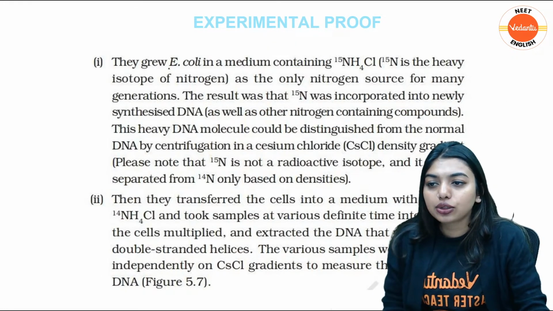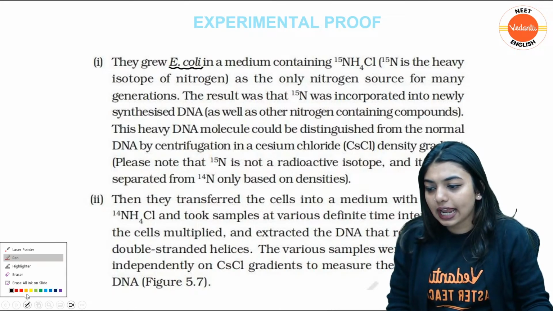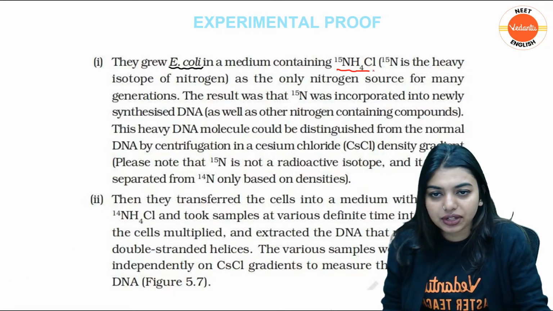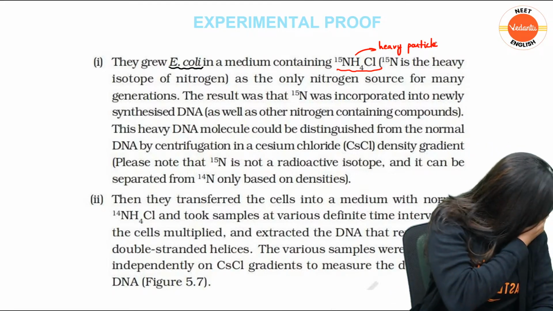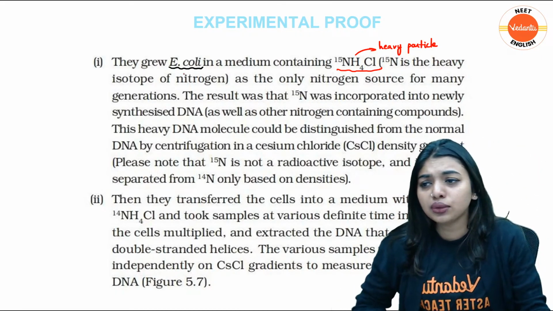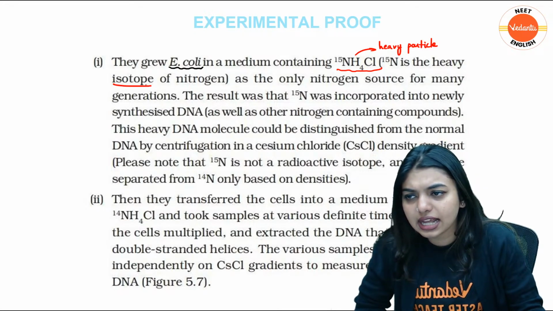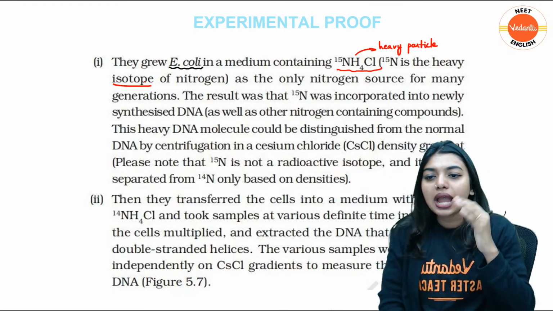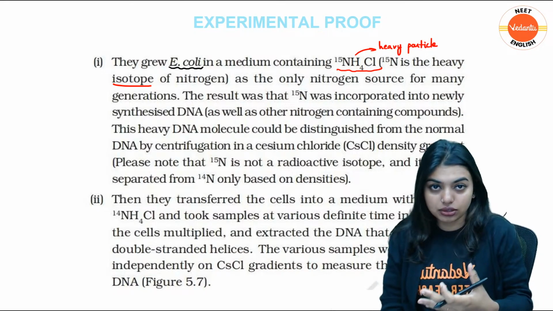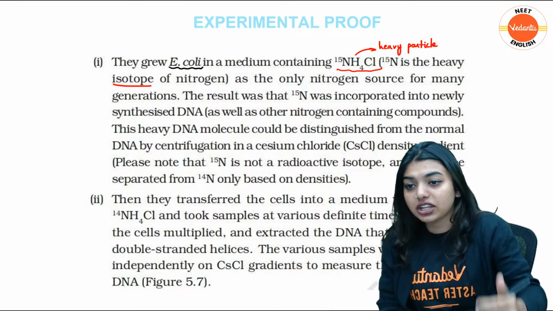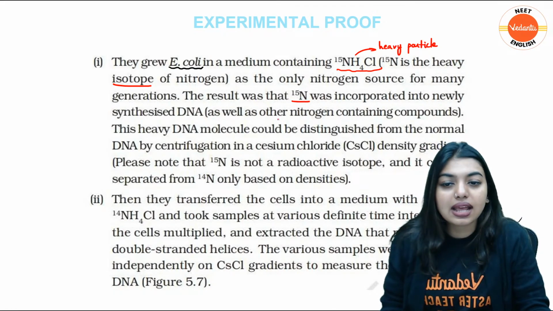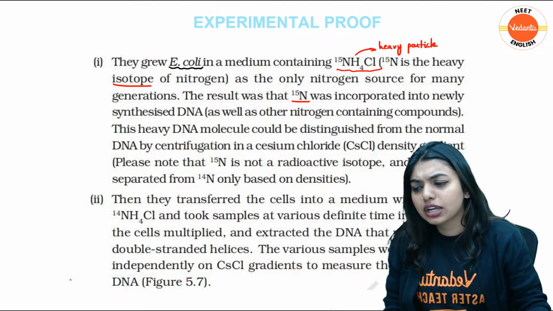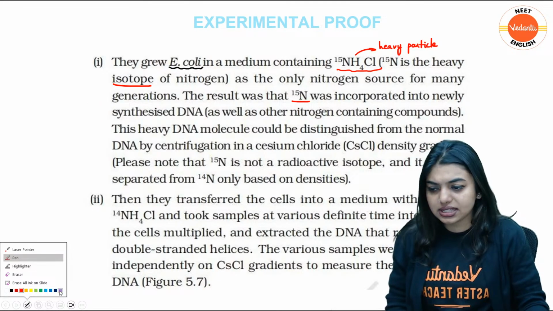Now let's see. They grew E. coli first in a medium containing NH4Cl, that is N15 NH4Cl. This is the heavier particle, the heavy isotope of nitrogen, used as the only nitrogen source for many generations. The result was that N15 was incorporated into the newly synthesized DNA as well as other nitrogen containing compounds. Simple, if you keep N15 for longer time, we would have got N15 itself on the DNA.